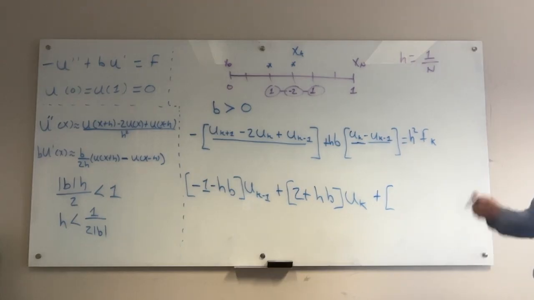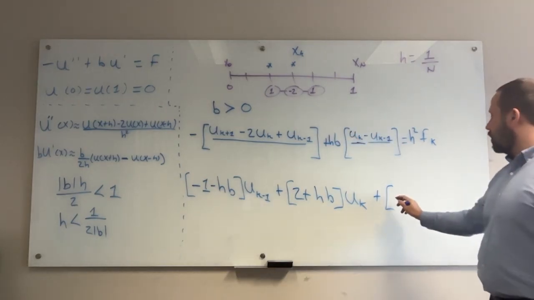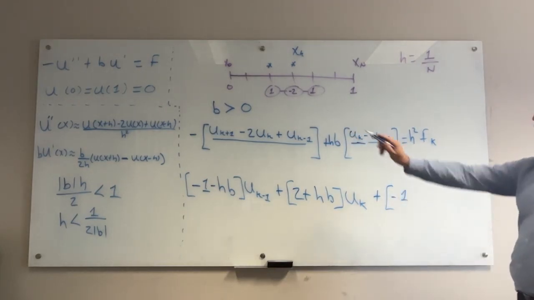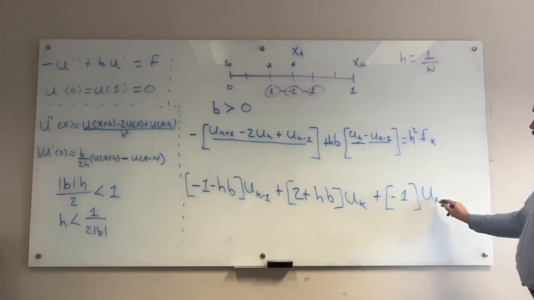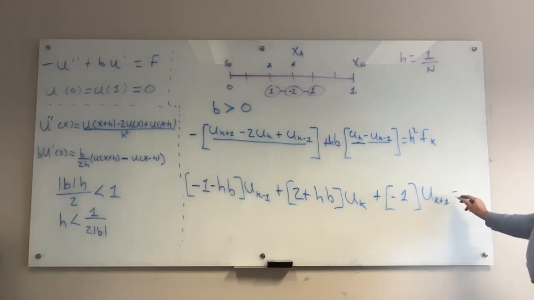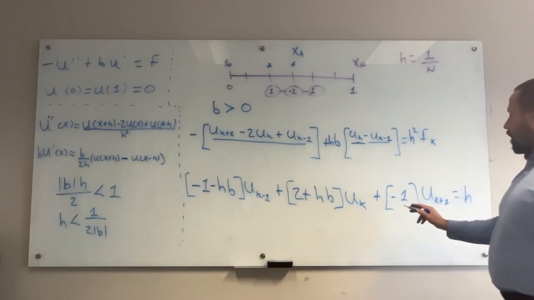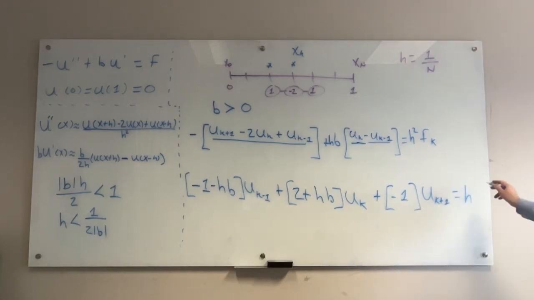uk plus 1, well, I'm just going to have a minus 1 here. That's the only uk plus 1. So I'm going to have minus 1 times uk plus 1. And this is equal, yeah, this is right, okay. Yes, h squared, I thought I was missing an h somewhere. h squared times fk.